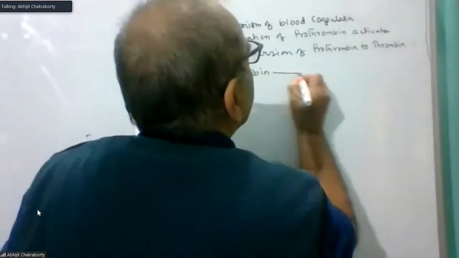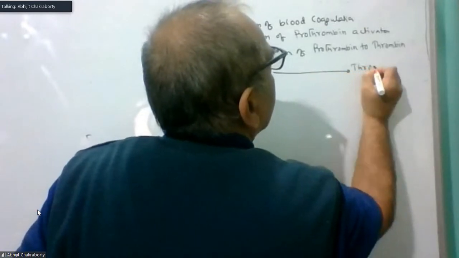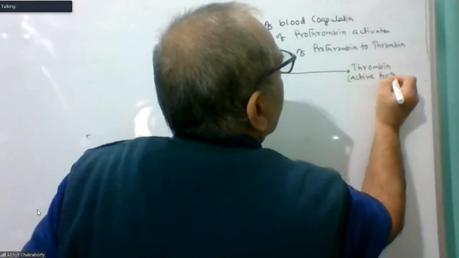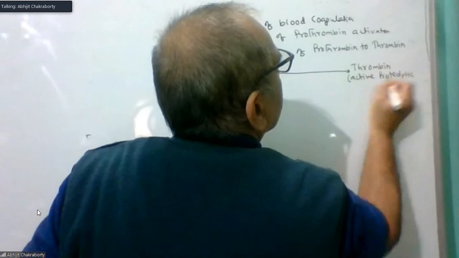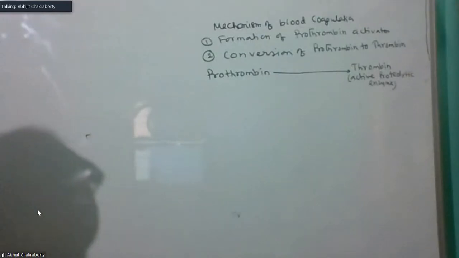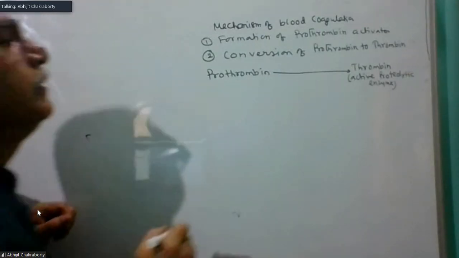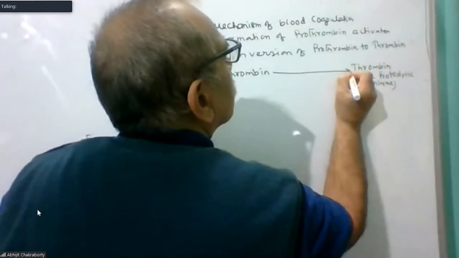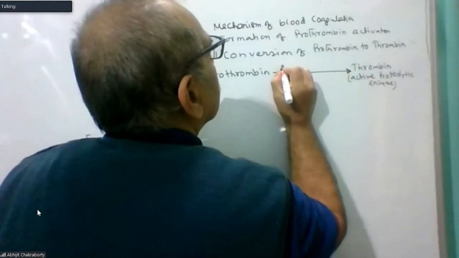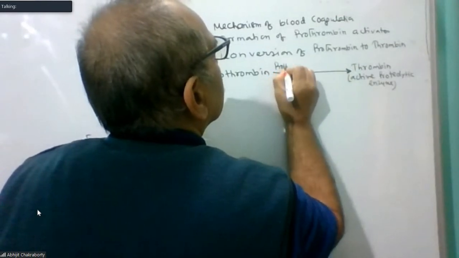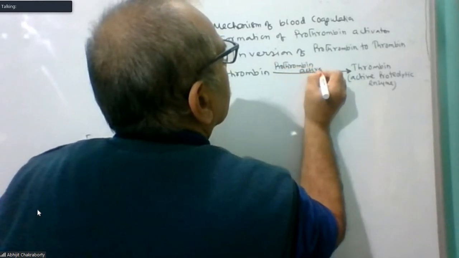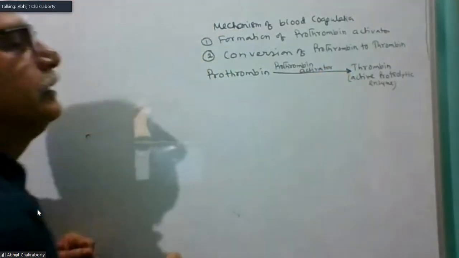Because prothrombin in turn is converted to thrombin, the active proteolytic enzyme. Prothrombin is converted to thrombin, which is an active proteolytic enzyme, by prothrombin activator.